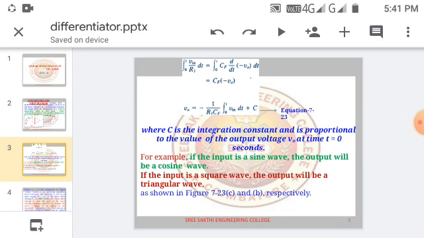So 1 by R1 CF integral over 0 to t V input dt plus C, where C is the integration constant and it is proportional to the value of the output voltage V0 at time t equal to 0 seconds. Right. If we consider an example, let me give an input as a square wave, the output will be a triangular wave because the input is given to the inverting input. Another one is, if I give the input as a sine wave, the output will be a cosine wave.